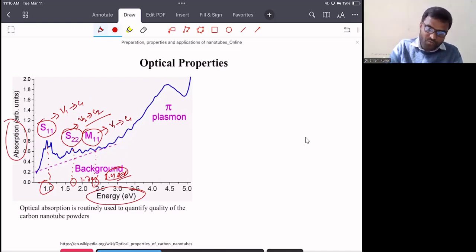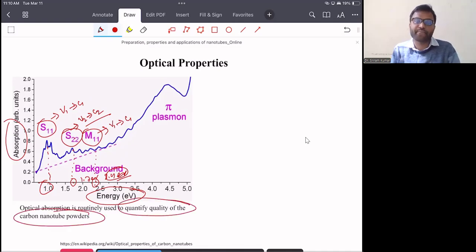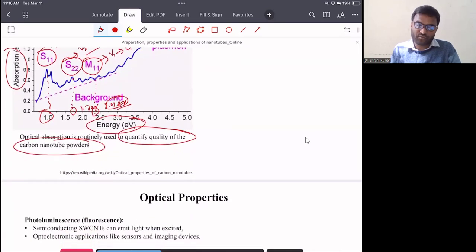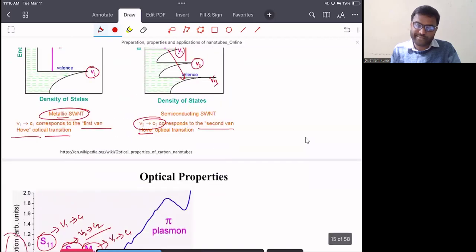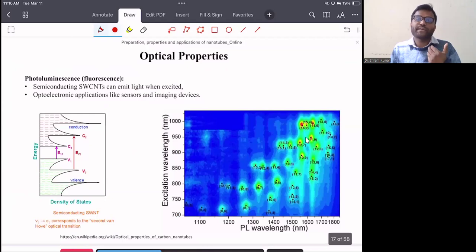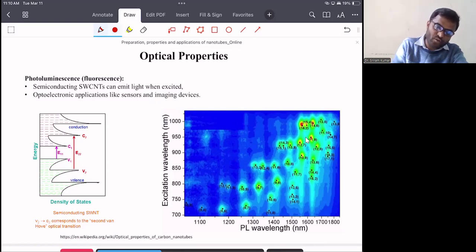At the same time, we can use this kind of spectra to quantify the quality of the carbon nanotube we have, whether it is metallic or semiconducting. So this is very important information and a property of the CNT. Based on this optical activity, CNT shows photoluminescence or maybe fluorescence.